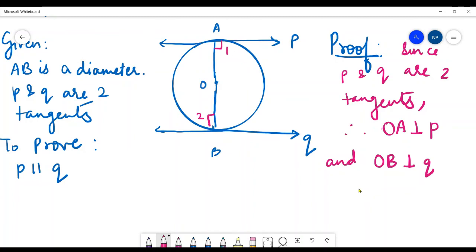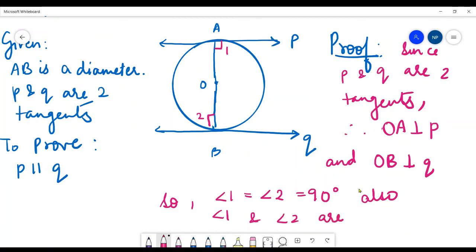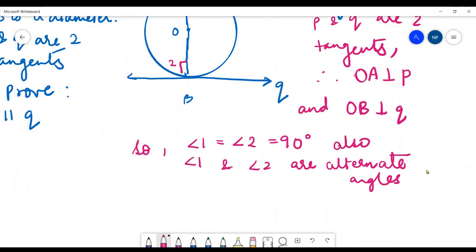They are alternate angles. So we can say since angle 1 is equal to angle 2, which is equal to 90-degree, also angle 1 and angle 2 are alternate angles which are equal, right? This is one of the properties for parallel lines, isn't it? So since these two are alternate angles which are equal, therefore line P is parallel to line Q, hence proved. Okay, hence proved. Easy enough.